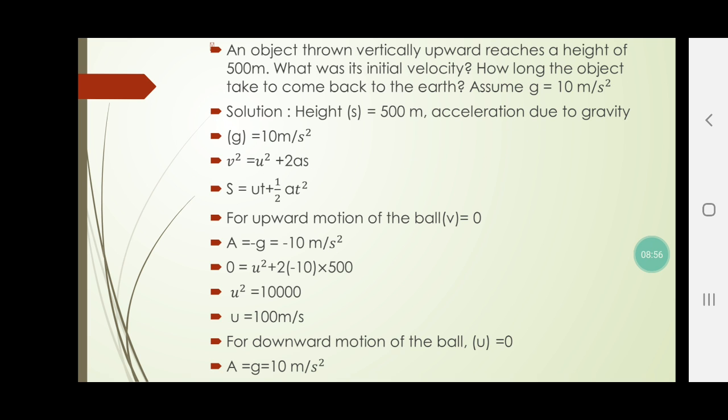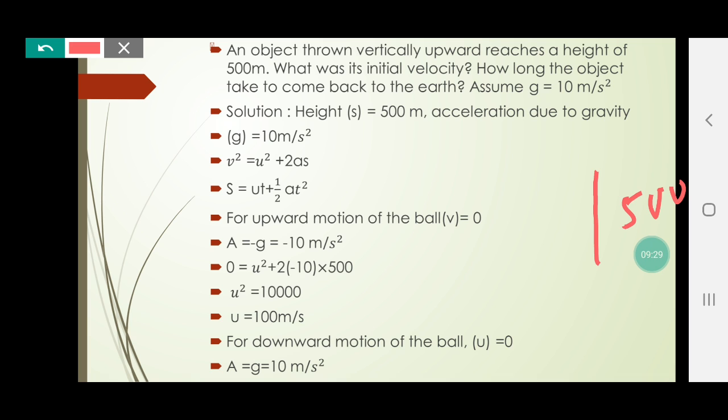Next problem. An object thrown vertically upward at the height of 500 meter. What was its initial velocity? How long does the object take to come back to the earth? Assume g is equal to 10 meters per second square. Height, that is value of s, is given to us as 500 meters. Acceleration due to gravity is given to us as 10 meters per second square.